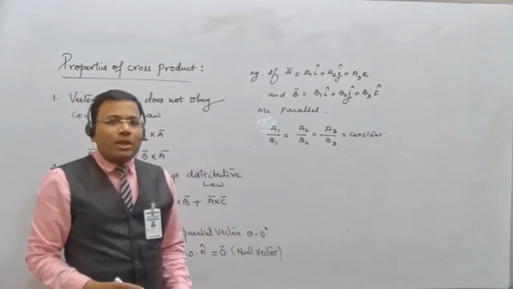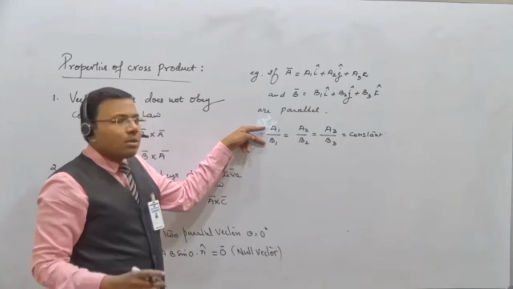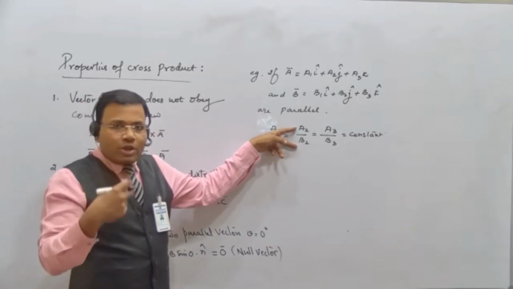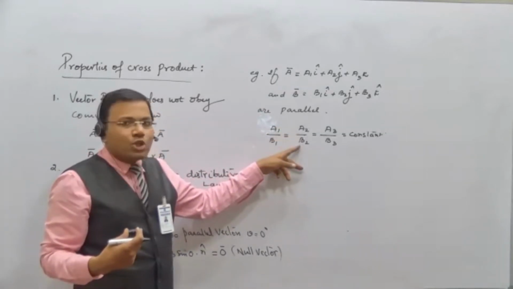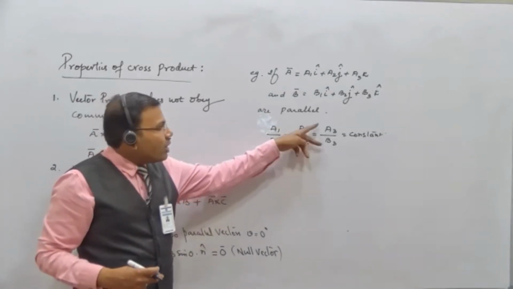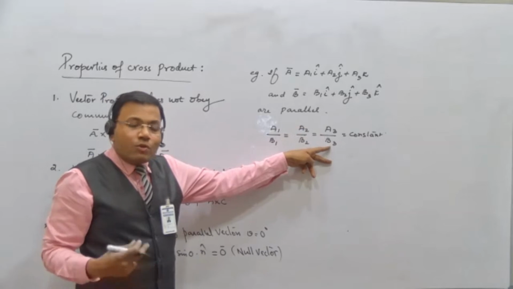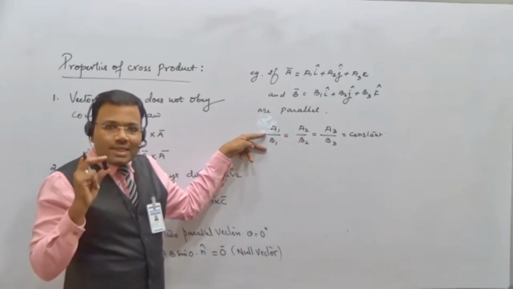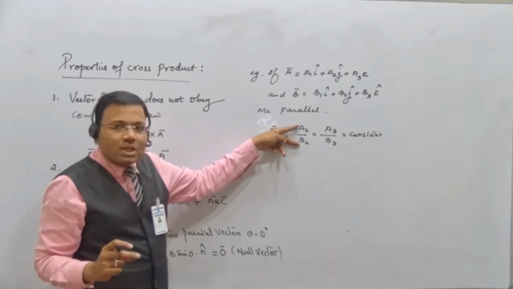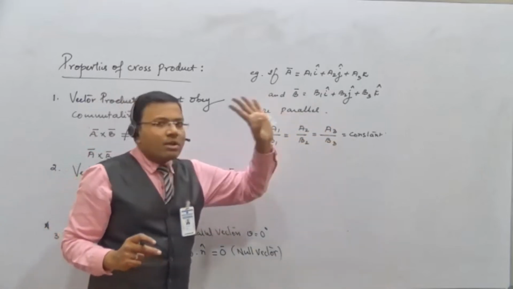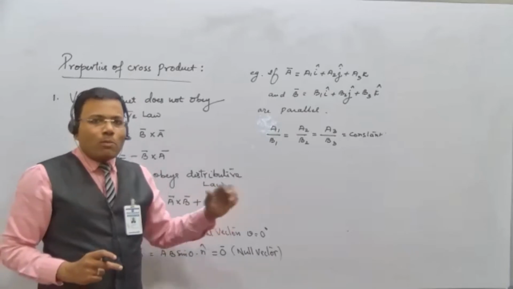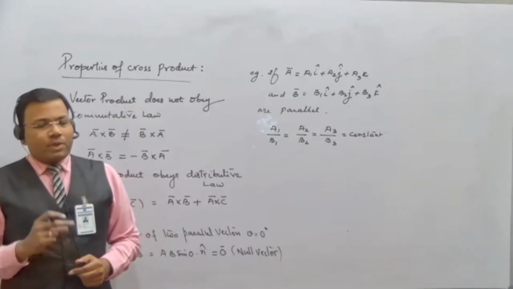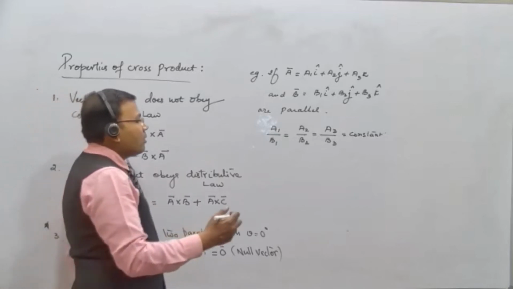Constant value means, students, if you divide A1 by B1, you will get some result. If you divide A2 by B2, you will get some result. If you divide A3 by B3, you will get some result. Same as the result of this, same as the result of this, and that result will be a constant. We'll do problems on this, no need to worry. But you should know what is the property we are going to apply. Hope it is clear. Now let us go for the fourth property.